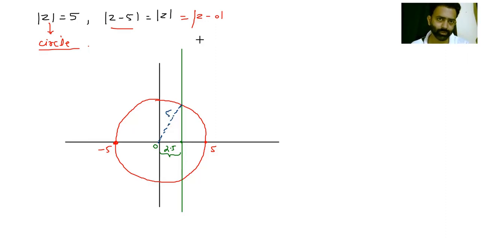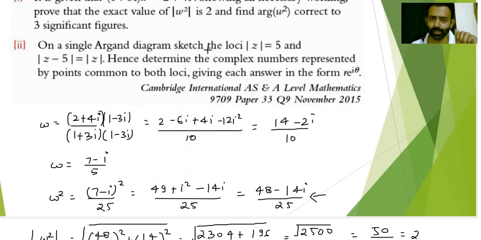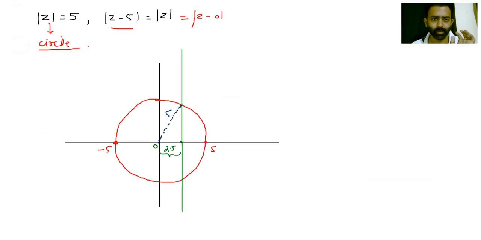Now let us read the question once again. Hence, determine the complex numbers represented by points which are common to both loci. So, what are the points which are common to the circle and the perpendicular bisector, right? So this is point P, which is common to the circle and this perpendicular bisector, and the second point will be the conjugate of this point, right? Because the graph is symmetrical. Why is it symmetrical? Because we have a perpendicular bisector, a straight line parallel to the y-axis, and a circle, right? So it is just the reflection of point P. So let us say this point is P dash.